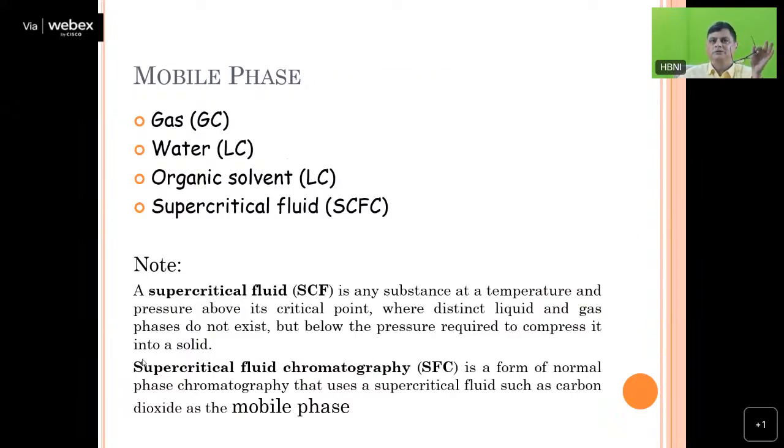Okay, so the mobile phase can be a gas, water, an organic solvent, or a supercritical fluid. For your clarity, I have already given the definition of what is meant by a supercritical fluid and supercritical chromatography.